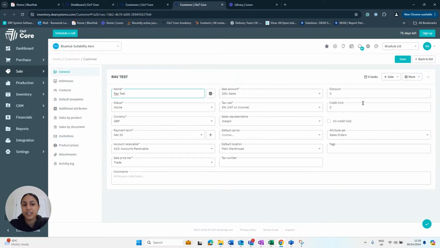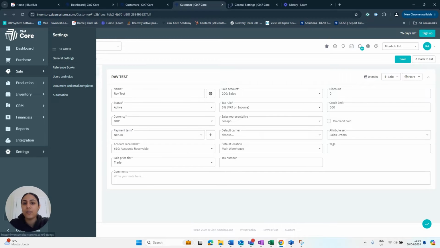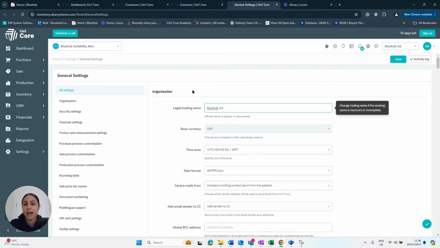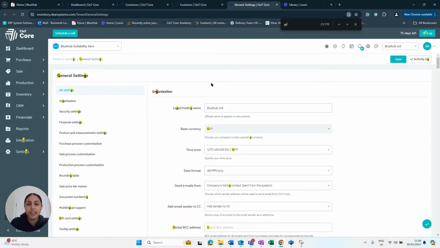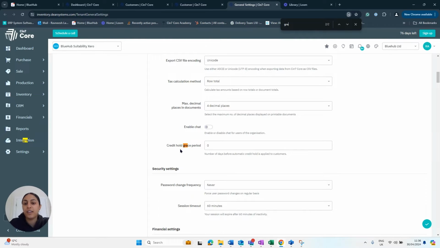This customer currently doesn't have a credit limit, so we can set that here to be £500. We also have an option here, a tick box, to place someone on credit hold. You also have the options in general settings to offer a grace period. If you have a grace period of 5 days, then after the grace period has been reached, they'll automatically be put on credit hold.